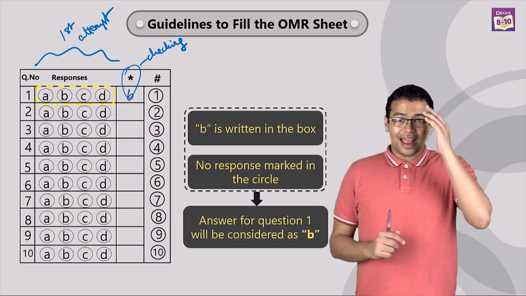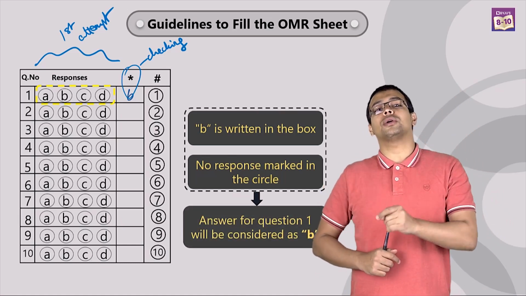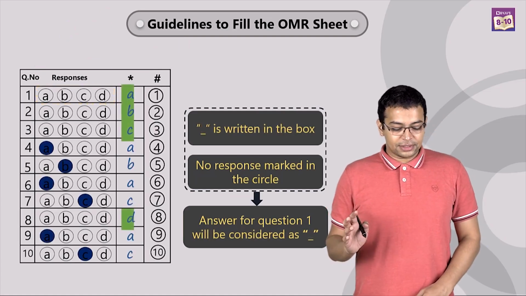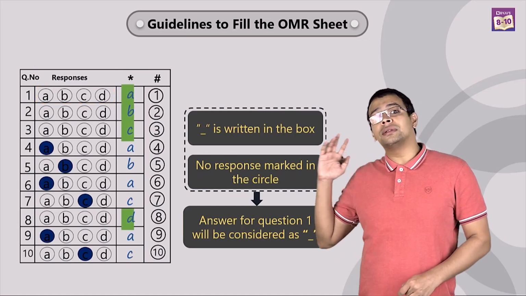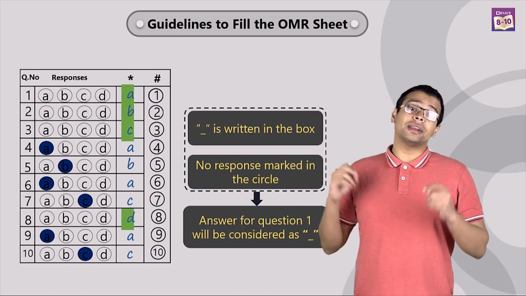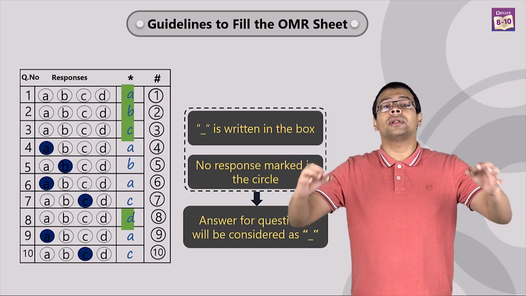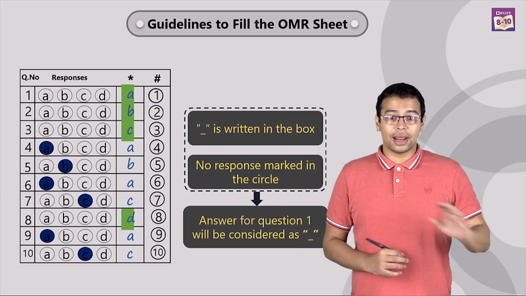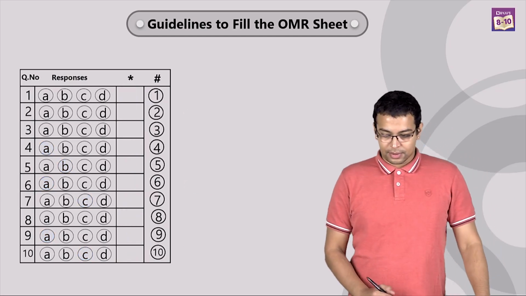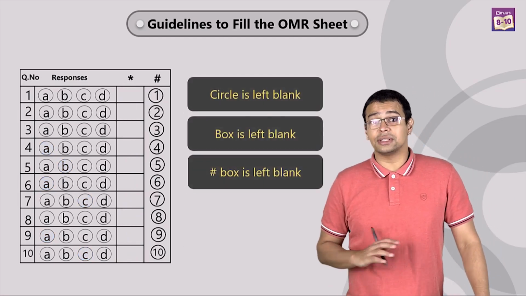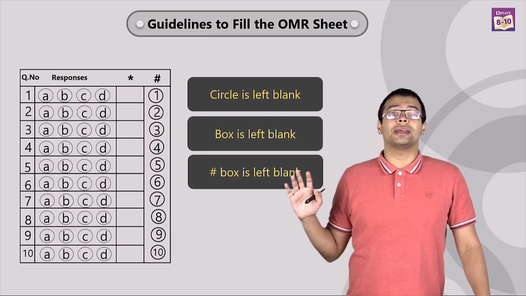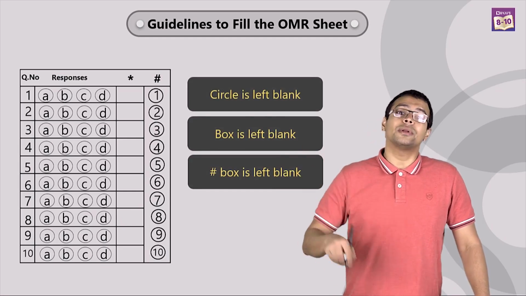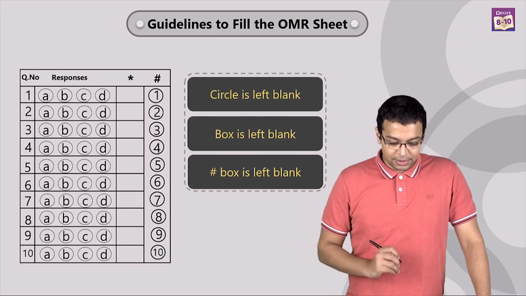Keep in mind that that writing piece is there to make sure that you're confident about what you're answering. Okay, great. In a sense, even if I have undarkened circles, if I have written something down, the evaluator will assume that I have made the attempt. So if you do not want that to be scored, do not write anything out there. Okay. What do I mean by that? Circles are left blank, box for writing is left blank, and the hash circle or hash box is left blank. This will also be considered as an unattempted question.